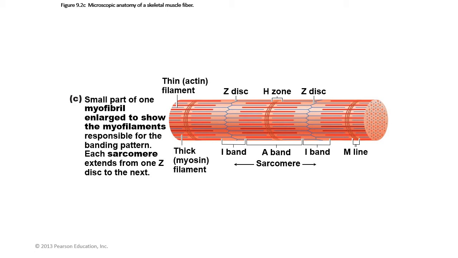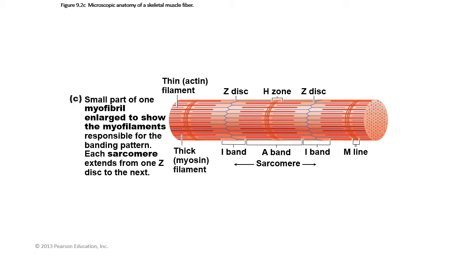The H zone is a halfway point of an A band. And if you measure Z disc to Z disc, that is called a sarcomere. And to make up a myofibril, it's sarcomere attached to a sarcomere attached to a sarcomere. That is called a myofibril.